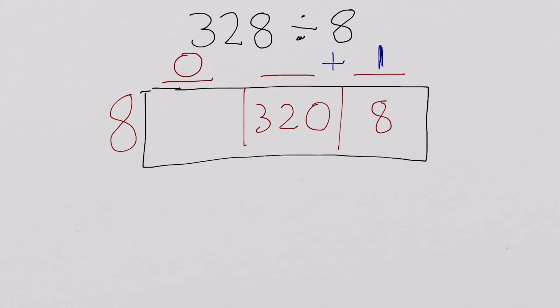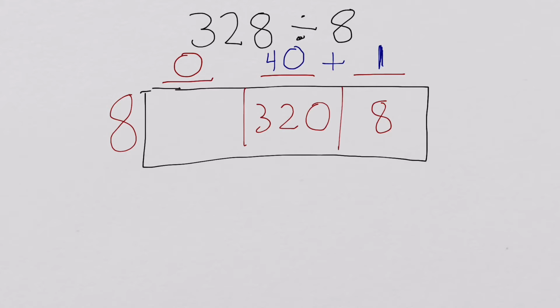Now I have a number that is a multiple of 8. Got 32. 8 times what gives us 32? Well, 8 times 1 is 8. 8 times 2 is 16. 8 times 3 is 24. 8 times 4 gets us 32. And if we want that extra 0, it's going to have to be 40.